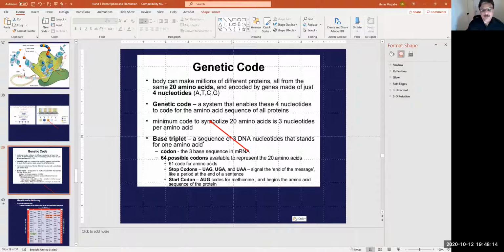So they did a lot of experiments using synthetic chemistry, synthesizing mRNA artificially, and they came to the conclusion that 3 nucleotides on the mRNA serve to code for an amino acid. And they presented this as a table called the genetic code.